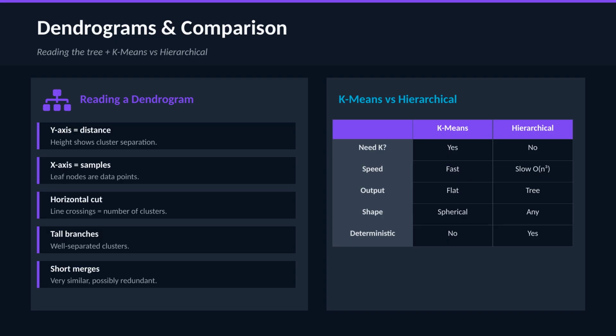Now k-means versus hierarchical. K-means is faster and scales better, but you must choose k up front. Hierarchical is slower, but gives you the full tree. You can explore different k values without rerunning. Use k-means for large datasets. Hierarchical for smaller ones where you want to explore structure.